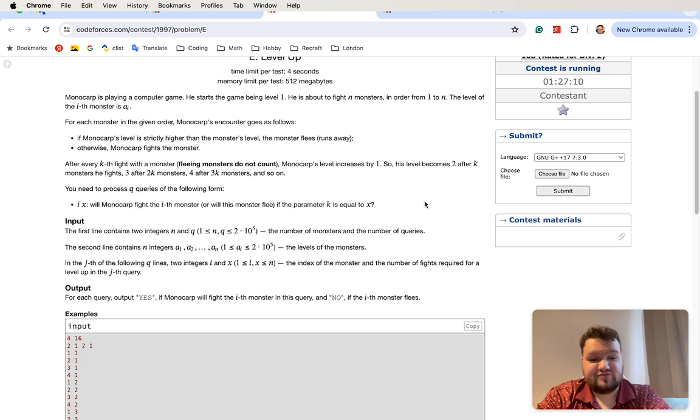But if the value of k is bigger than square root of n, that means that our levels are small, because we start with level 1, and to get to level d plus 1, we need to increase the level d times, which means fighting d times k monsters. So d can be at most n divided by k. And if k is greater than square root of n, that is square root of n.